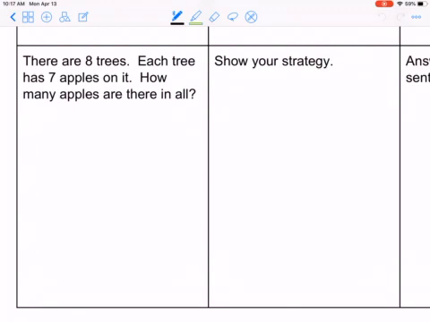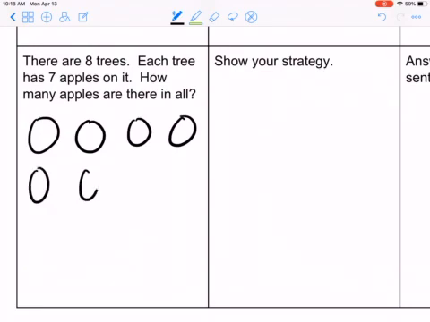It says there are 8 trees. Each tree has 7 apples on it. How many apples are there in all? Well, we can draw a picture. We can draw 8 trees. I'm not going to draw 8 trees, but I'm going to draw a circle and pretend that they're trees. 1, 2, 3, 4, 5, 6, 7, 8. You do not have to do this, but if it helps you to see the picture, that's great. And then there are 7 apples on each tree. So that's what our picture looks like.